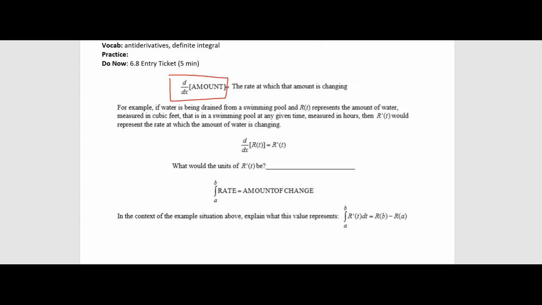For example, if water is being drained from a swimming pool, and R of t represents the amount of water measured in cubic feet that is in a swimming pool at any given time, measured in hours, then R prime of t would represent the rate at which the amount of water is changing.